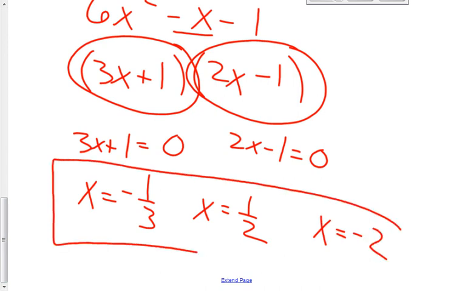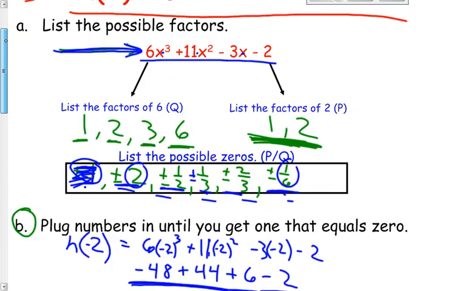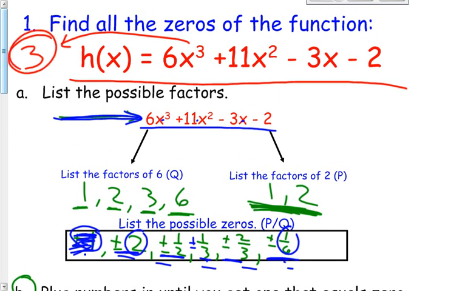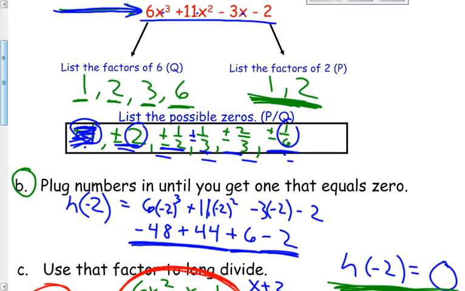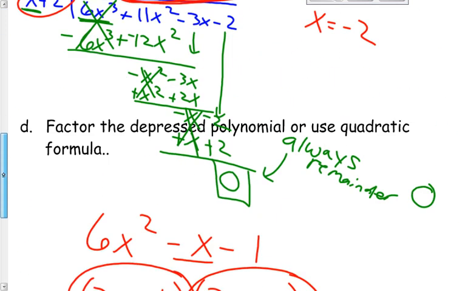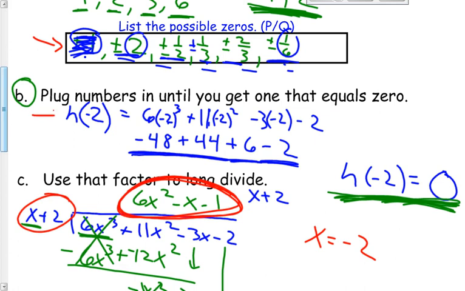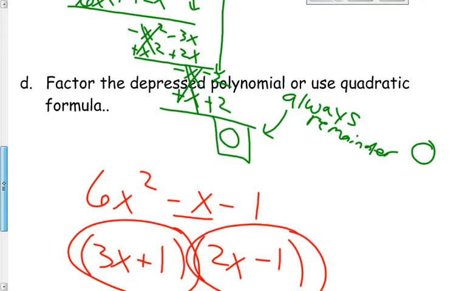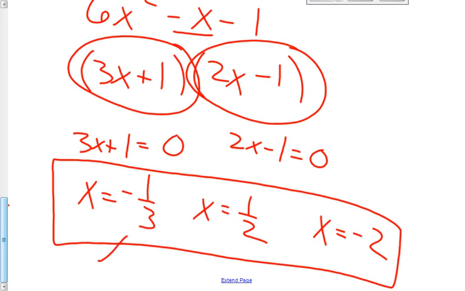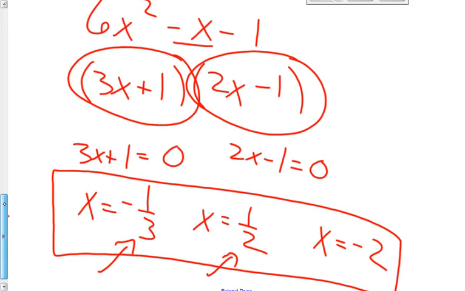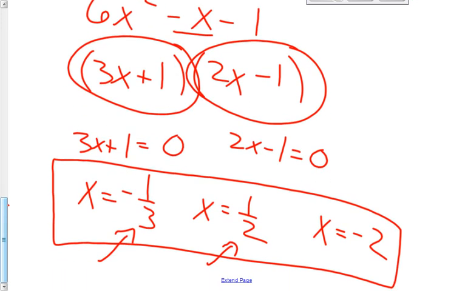Whew! There are 3 zeros because the degree is 3. So here we have it right here. The degree is 3. What are the zeros? As you can see, class, we found on step B, by substituting, that a negative 2 was one of the zeros. If you would have put in a negative 1/3, or a positive 1/2, you also would have got a 0 in step letter B. So there's more possibilities than just that negative 2. So that's going to be the answer.